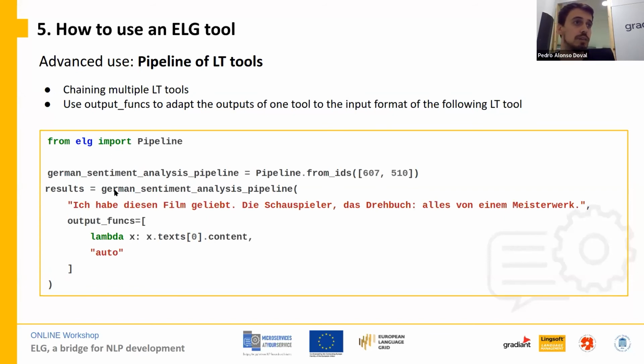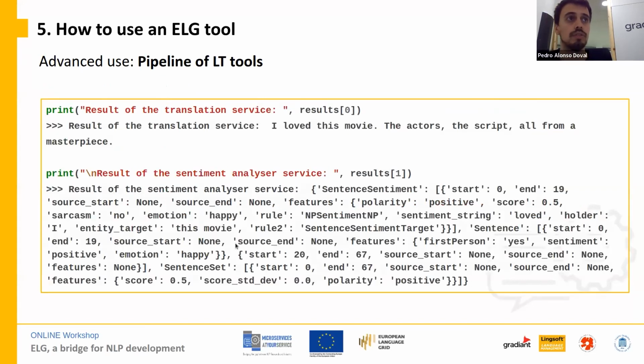In this case, the example is for German, not for English, but anyway, we can use this pipelining where we can indicate that the output of the first tool we call is converted to any other format to use it as the input of the next tool. So here in this example, you can see that a translation service is used and then a sentiment analysis service. And the input of the second one is the output of the first one.